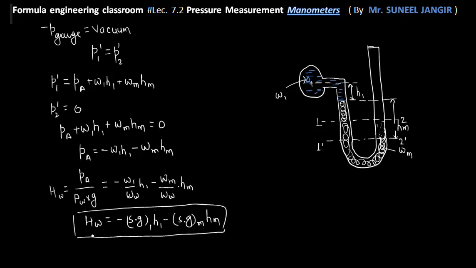So I think the point is clear. How can we calculate the negative gauge pressure? In a piezometer we can't calculate negative gauge pressure values, but by the use of a U-tube manometer we can easily calculate the negative gauge or vacuum pressure.